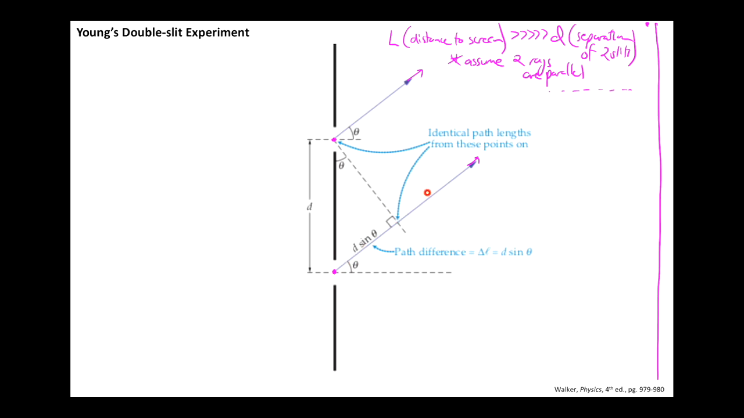This one has to travel farther to get to the screen, and that small extra distance is just however long this line is, which, as you can see, is the opposite side from that particular angle. The hypotenuse is the separation between the slits. So this little line here is d sine theta. Got it? Everyone can see that? Okay, so that is my path difference. You can see that they've labeled it right here. The path difference between the two slits getting over to the screen before they interfere with each other is going to be equal to d sine theta.